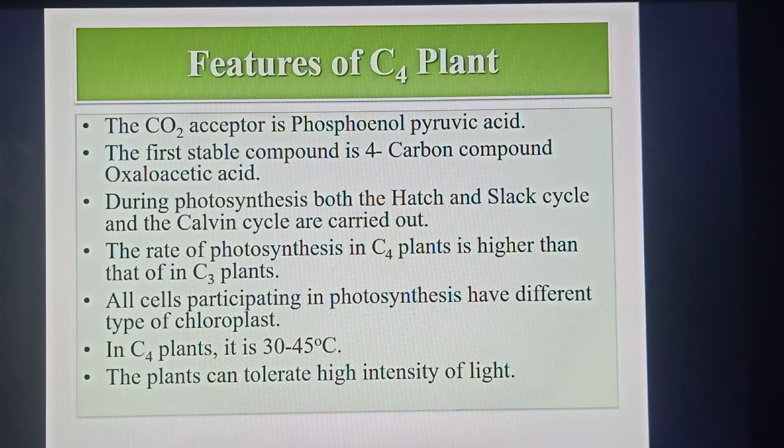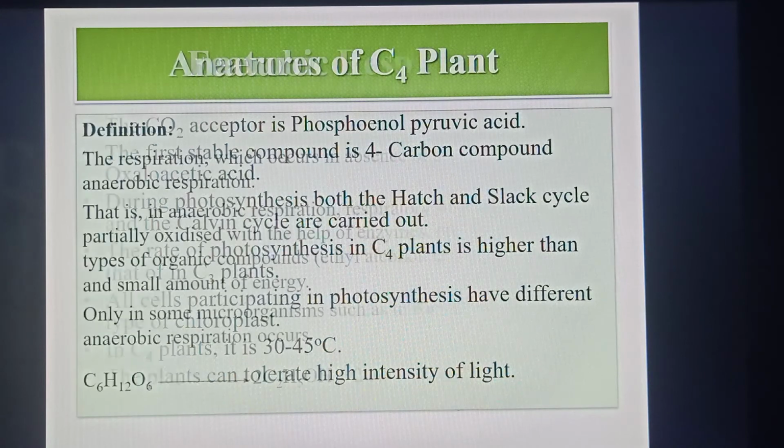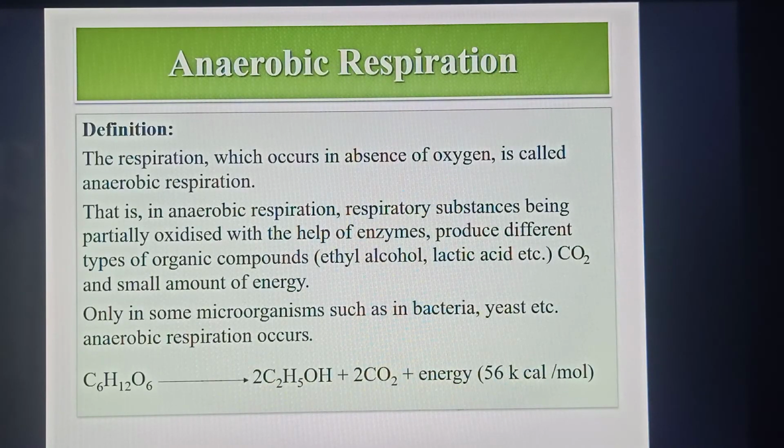All cells participating in photosynthesis have different types of chloroplast. I already mentioned it, it's mesophyll chloroplast and bundle sheath chloroplast. In C4 plants, the optimum temperature is 30 to 45 degrees Celsius. The C4 plant can tolerate high intensity of light. So this is about the light independent phase of photosynthesis.